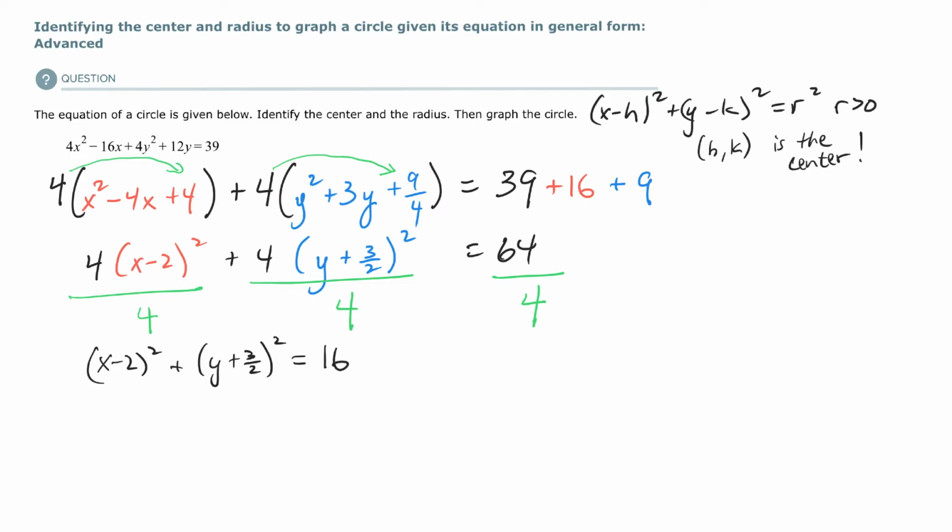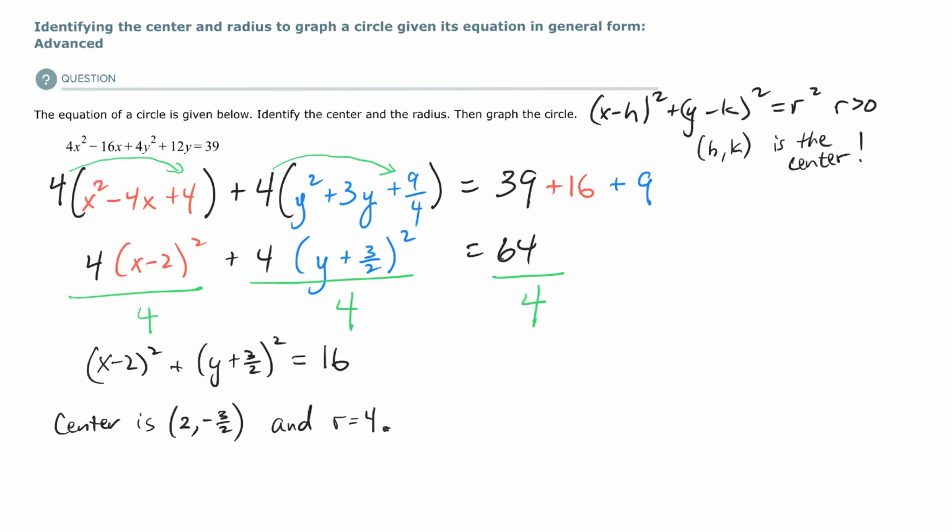Remember, you're trying to identify the center and the radius. So the center here is 2 comma negative 3 halves. And the radius is always positive, so it's actually r equals 4.